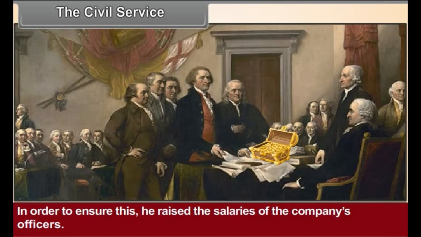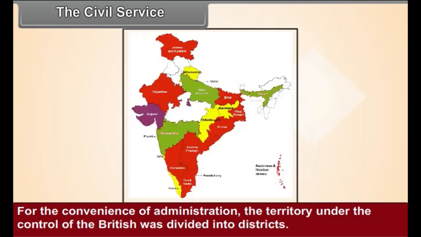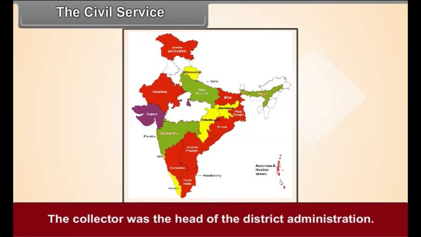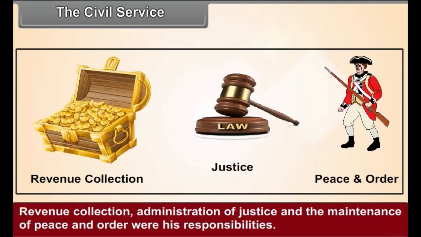For the convenience of administration, the territory under the control of the British was divided into districts. The collector was the head of the district administration. Revenue collection, administration of justice, and the maintenance of peace and order were his responsibilities. Officers were recruited to the Indian civil services through a competitive examination.